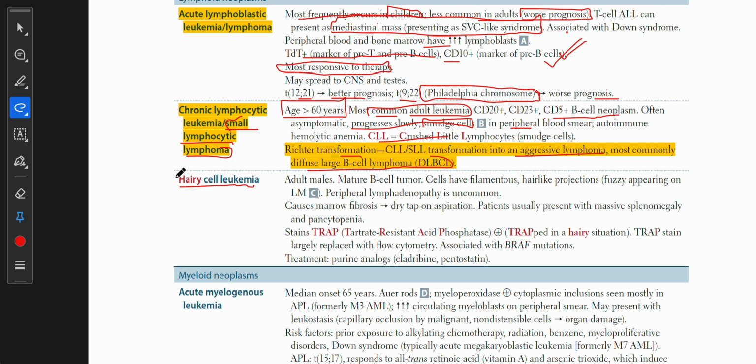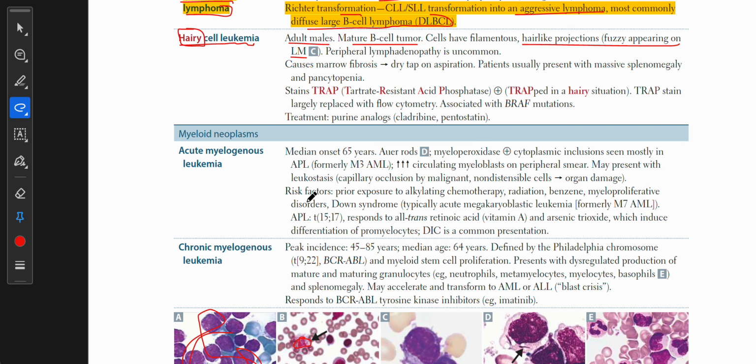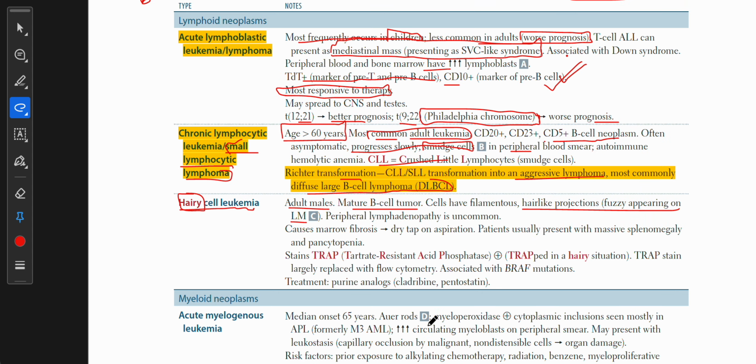And in hairy cell leukemia, the distribution is adult males. It is a mature B cell tumor. Cells have filamentous hair-like projections, obviously by the name. So there should be hair-like projections on the cell, with a fuzzy appearance on LM, right? Here you can see in figure C, like hair strands. These are like hair strands in here, right? So that is how it looks on LM.